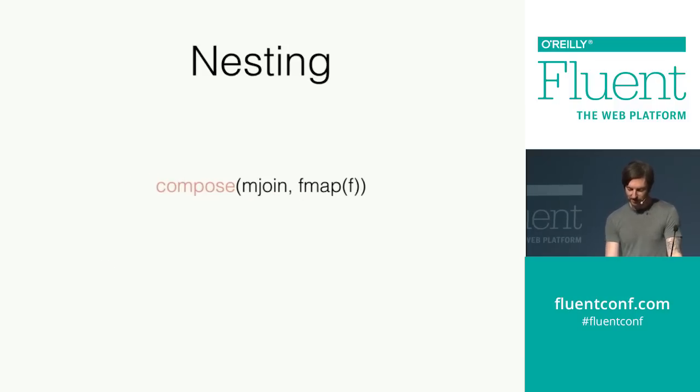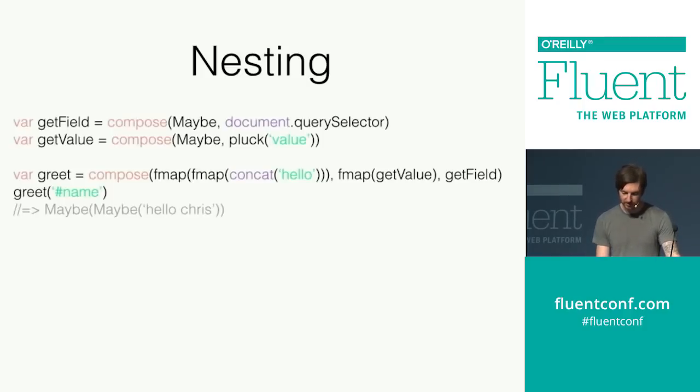If you actually put this little magic M join in there, it'll actually kind of take that nesting and join it together. That's a pretty cool thing to do. Let's see what happens. It's a longer example here, but in our greet function, what we're going to do is first we'll get the field, which does a query selector, and it may or may not find this input or whatever we're looking for. So it's going to put it inside a maybe.